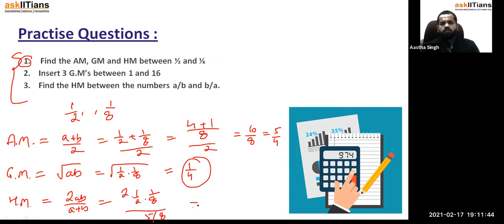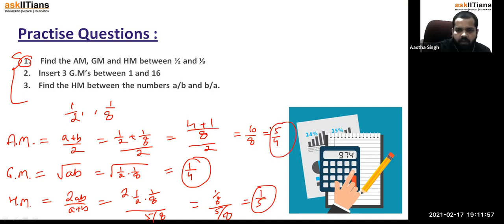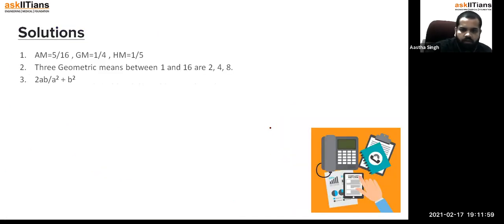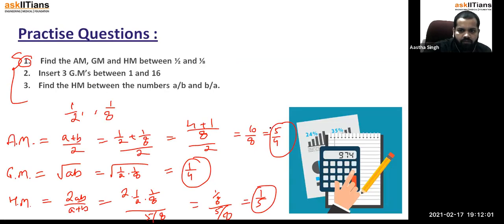Right? So 2 will cancel out 1 by 8 and 5 by 8. 1 by 8 divided by 5 by 8. 8 and 8 will cancel out. You will get the value of 1 by 5. So these will be your AM, GM, and HM, right? 5 by 16, 1 by 4, and 1 by 5.